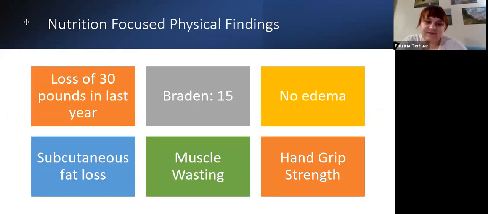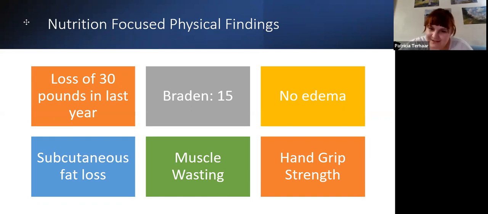For her nutrition-focused physical exam, what I found was that she had a loss of 30 pounds in the last year. That's what she reported, which is 19.2%, which is just under the 20% in under a year in terms of malnutrition. She had a Braden score of 15. She did have surgical wounds that were not a concern on her right leg due to the surgery that had to be done because of her fractured femur.